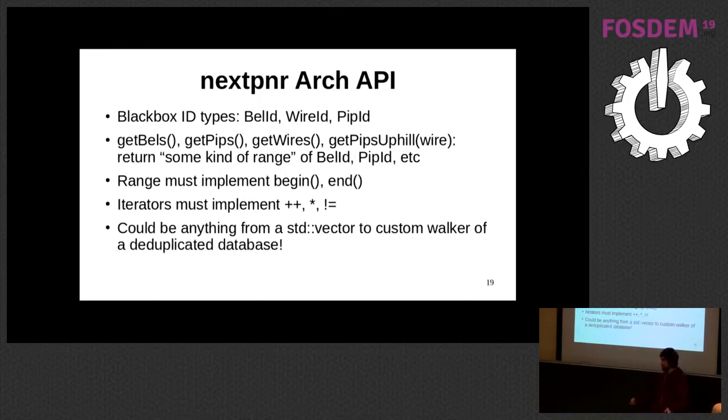So if you're doing an architecture that's quite small, where performance isn't a priority, just return a reference to a std::vector. If you're doing a big architecture, like the big ECP5 or Xilinx FPGAs, these iterators can actually be custom walkers over a complicated, deduplicated database structure. So there's a lot of flexibility here.